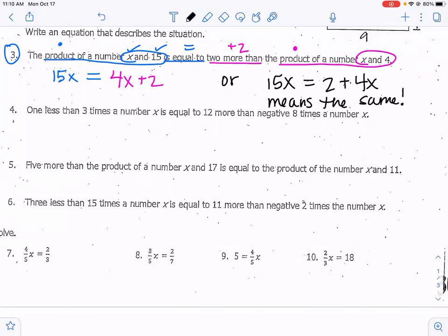So how about for fun, you try number 4 on your own, and then we'll check it together. Just try number 4. It's one less you have to do for your homework. Try number 4.